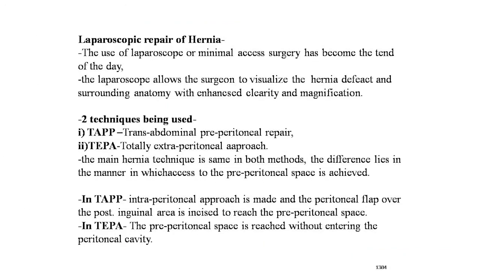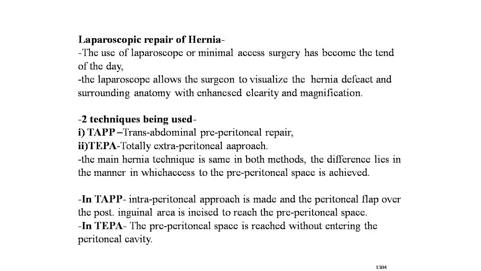Now the laparoscopic repair of the hernia. The use of the laparoscope, or minimal access surgery, has become the trend of the day and is now the preference of surgeons. The laparoscope allows the surgeon to visualize the hernia defect and surrounding anatomy with enhanced clarity and magnification. Two techniques are being used. One is TAPP, T-A-P-P, and second is TEP. TAPP means the transabdominal preperitoneal repair and TEP means the totally extraperitoneal approach.